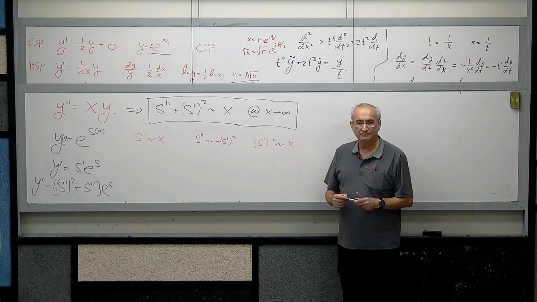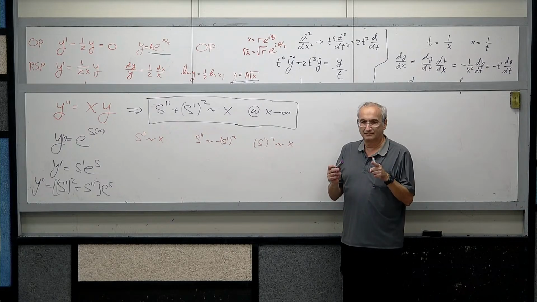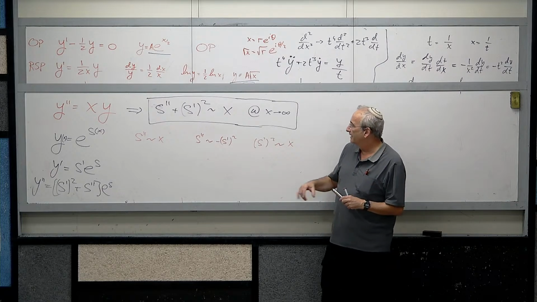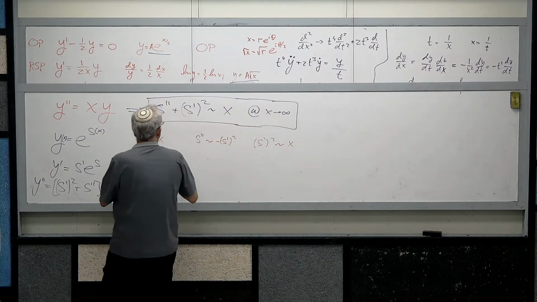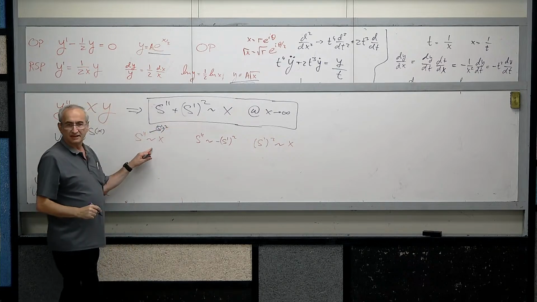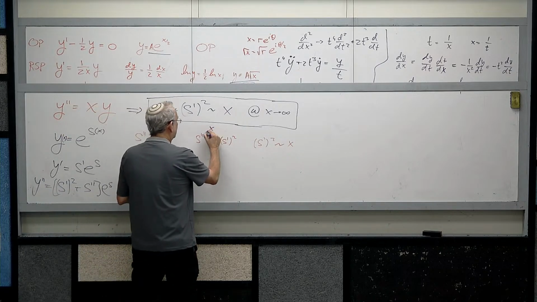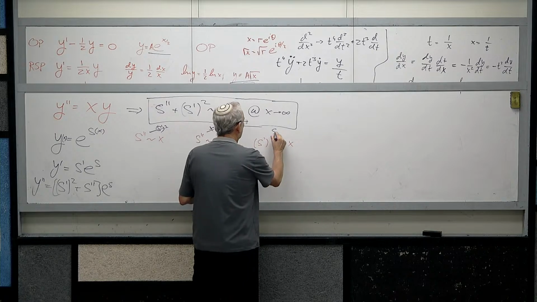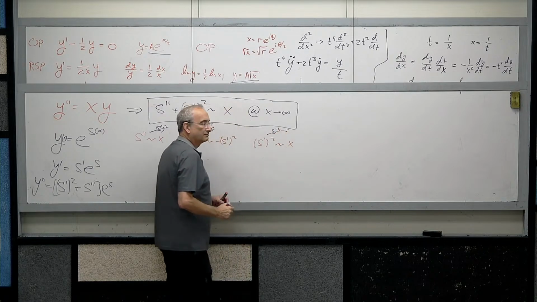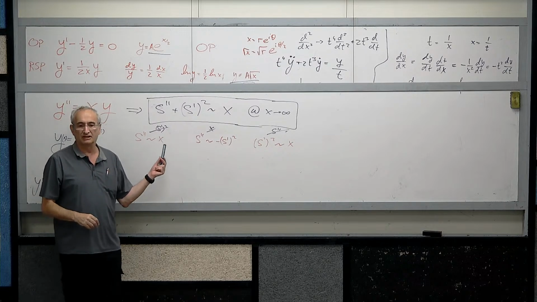Let's check them. What are we checking for? Consistency. Right? Here we assume that s prime squared is negligible. Is that true? Right? Here we assume that x is negligible, and here we assume that s double prime is negligible. Right? And the question is, are these assumptions consistent?